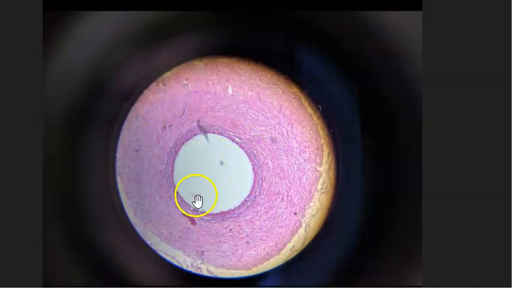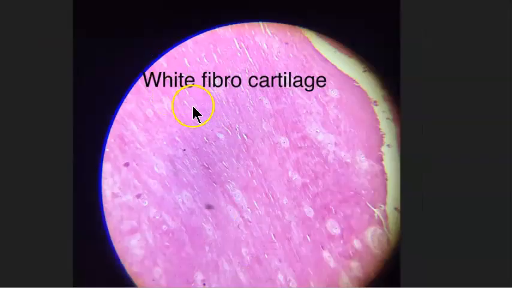Next. This is vas deferens. You can see the entire portion lumen you are able to see. Okay. Vas deferens. This is white fibrocartilage, they are saying. See, we saw elastic cartilage, then we saw hyaline cartilage. Now this is white fibrocartilage.